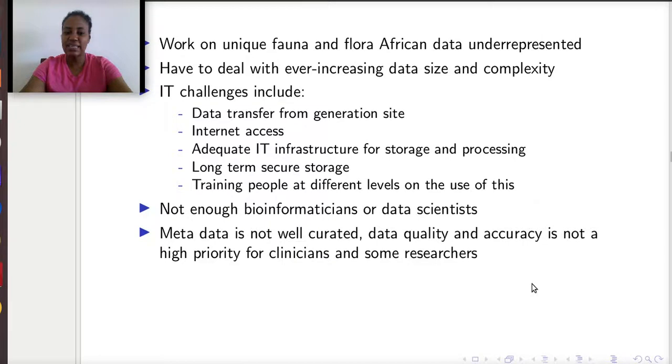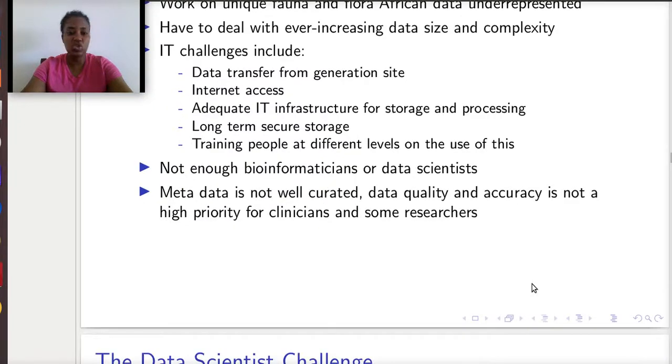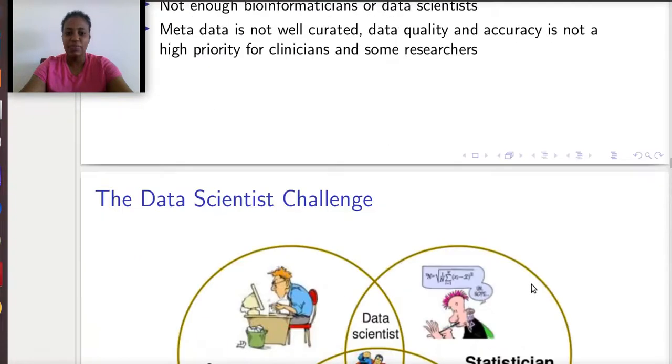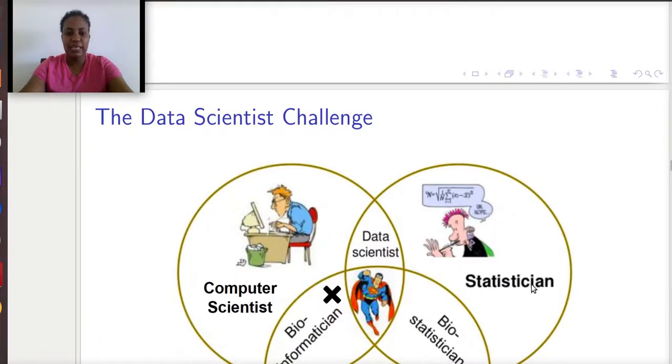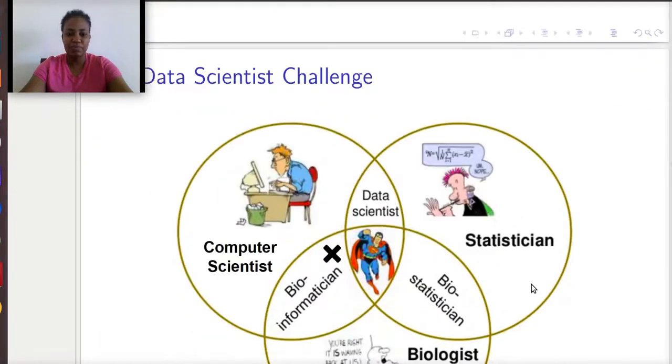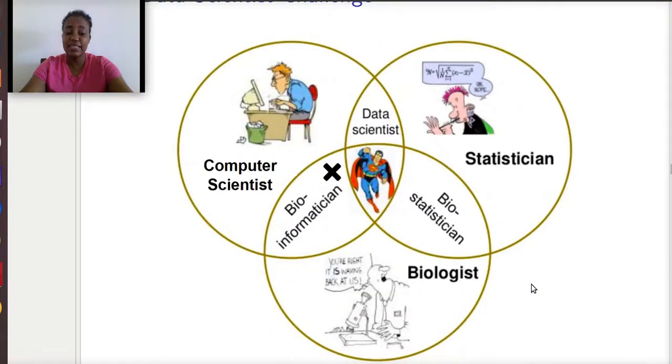The metadata on the databases is not well curated. Data quality and accuracy is not a high priority for those clinicians and some researchers, but when it comes to a data scientist, that's the work that is there. So what's the data scientist challenge? Okay, we said it's highly interdisciplinary. You have your computer scientist, we have a statistician.